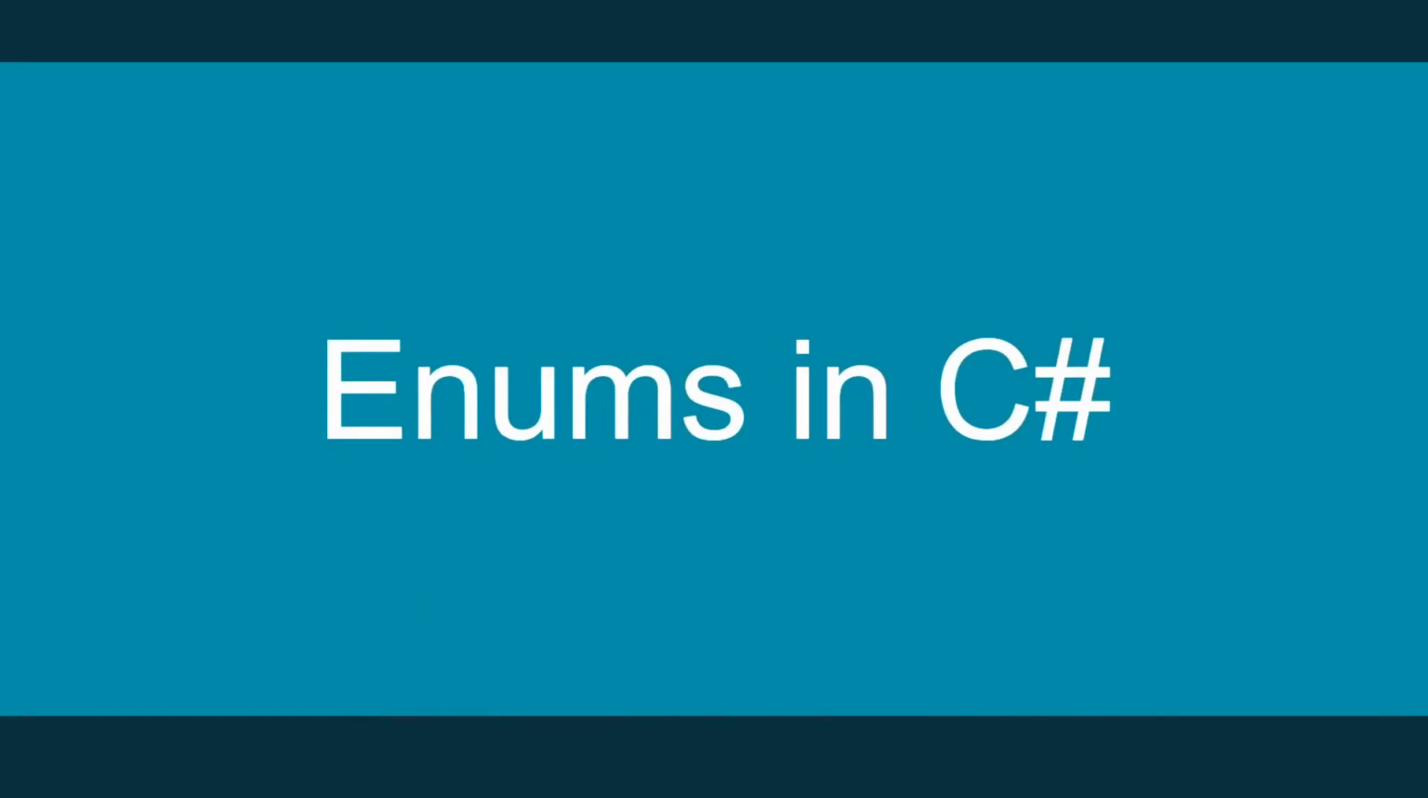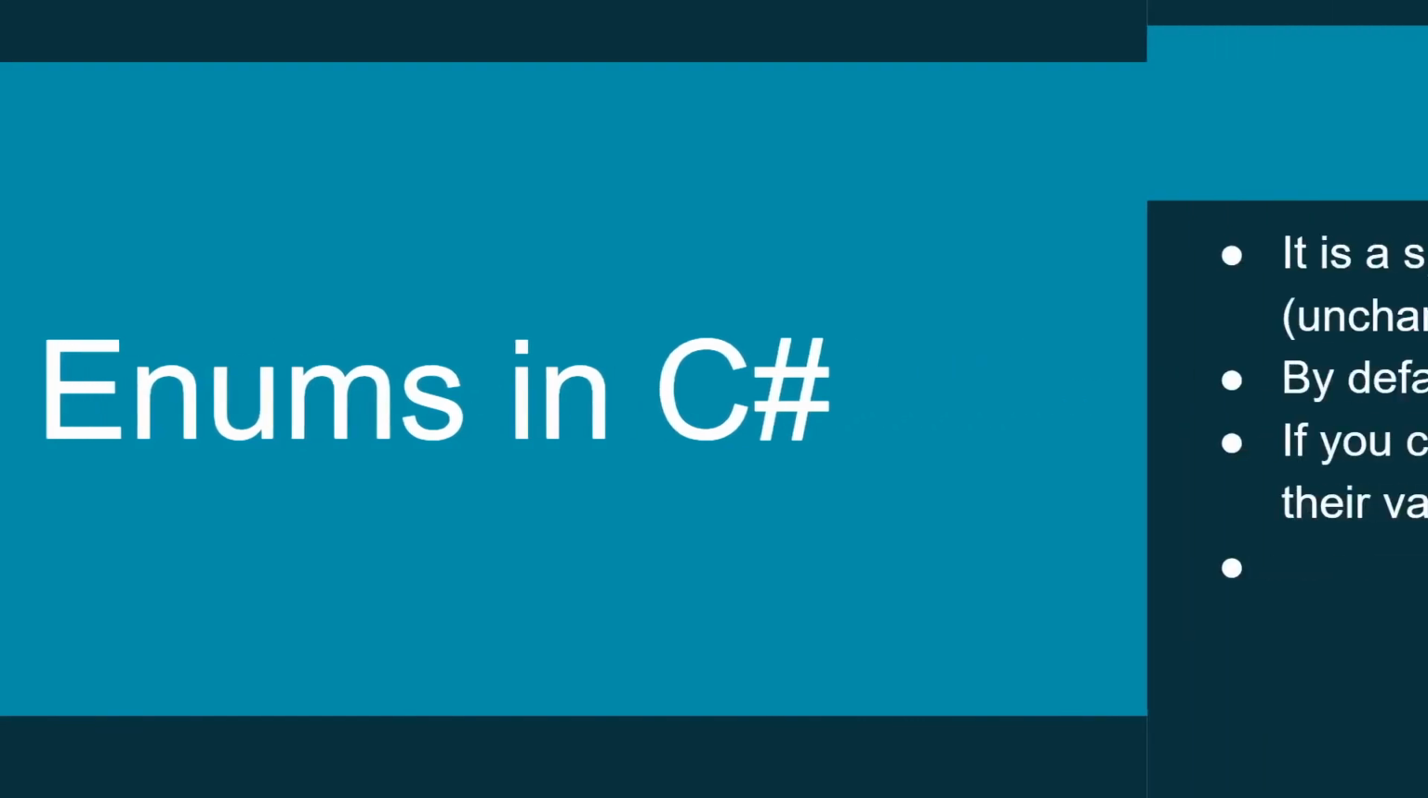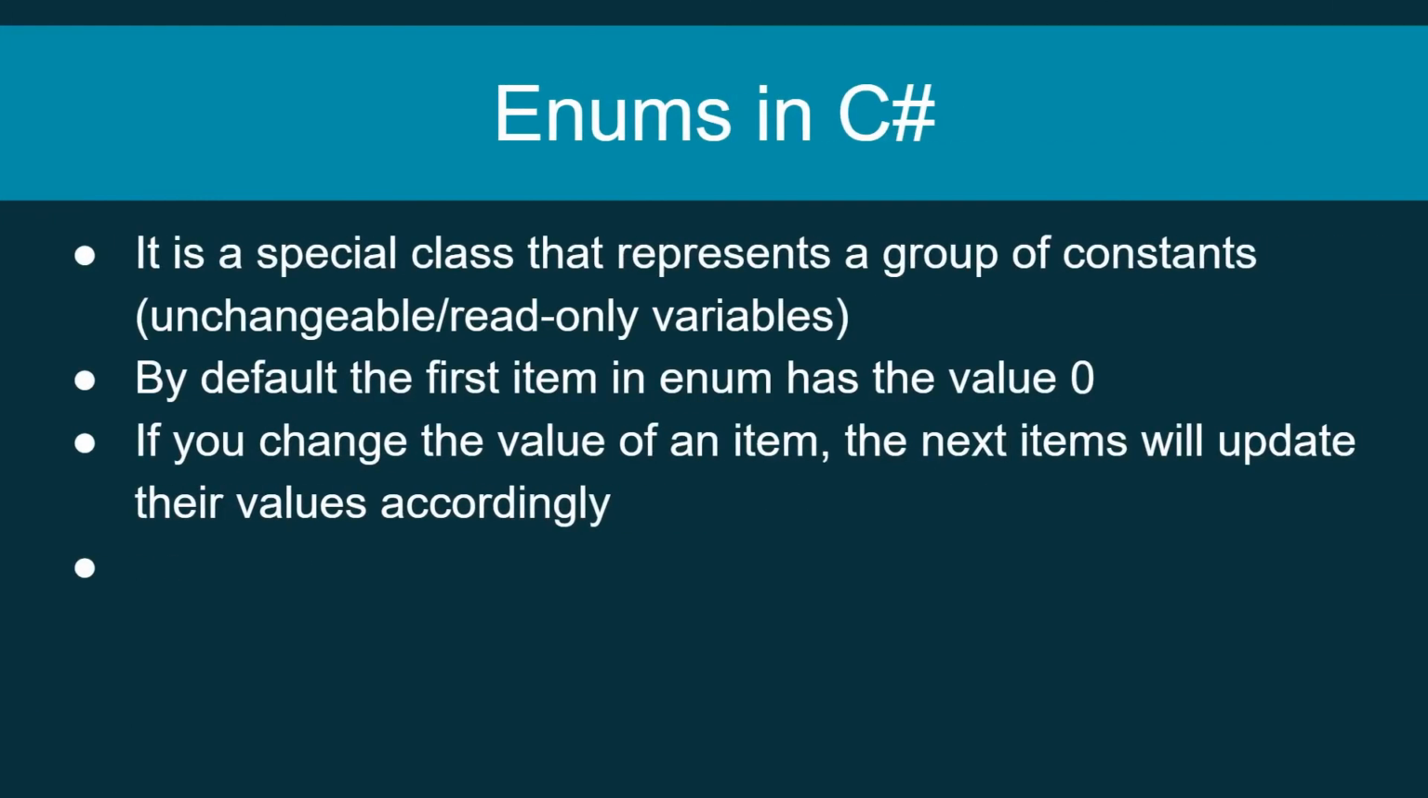Enums in C#. Enum is also another non-primitive type in C#. What is an enum? An enum is a special class that represents a group of constants, or unchangeable read-only variables. By default, the first item in the enum has the value 0. If you change the value of an item, the next items will update their values accordingly.